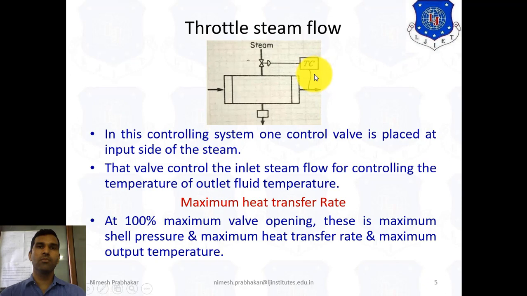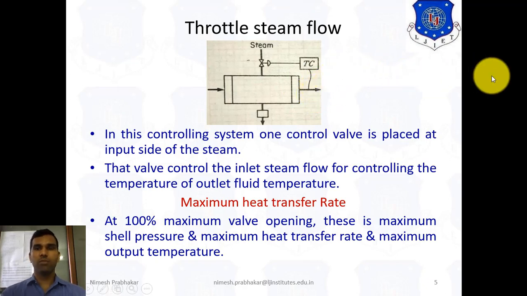In this control scheme, we place one throttle valve on the steam flow, and one controller controls this steam valve and regulates the temperature of the outlet fluid. This is our aim, to regulate the temperature of the outlet fluid. So this is the first method to regulate the temperature of the outlet fluid.